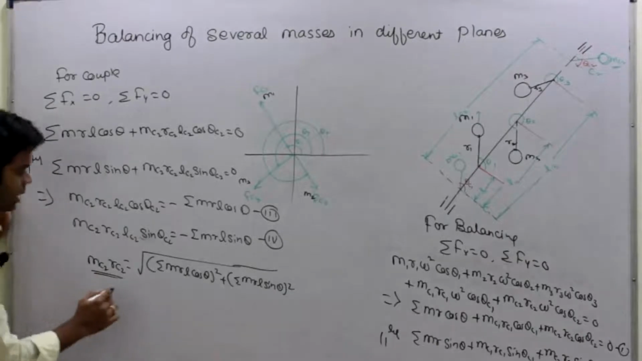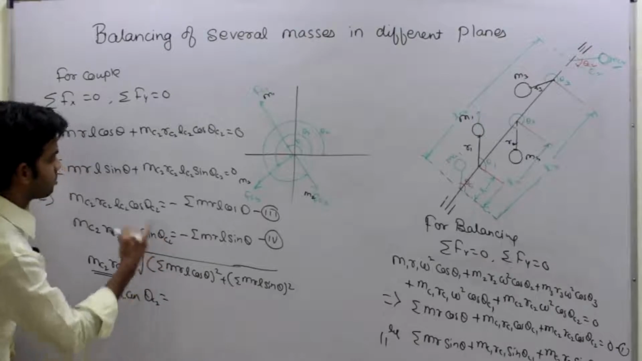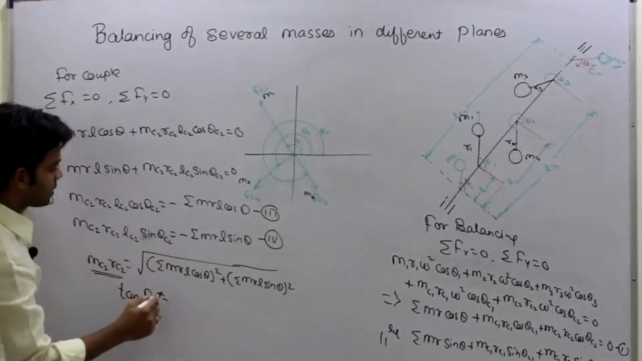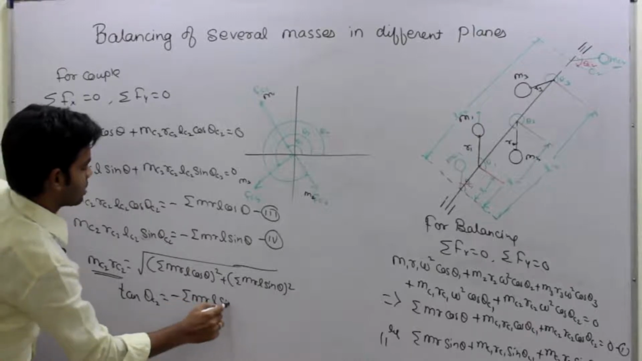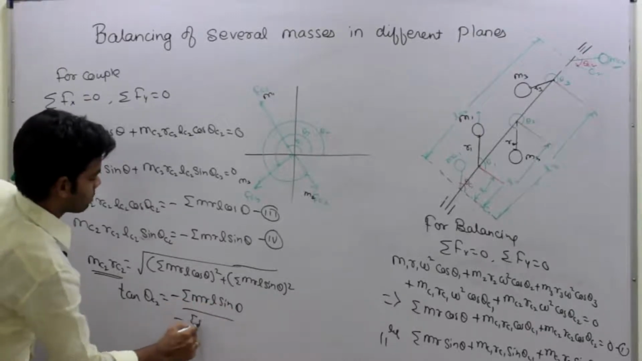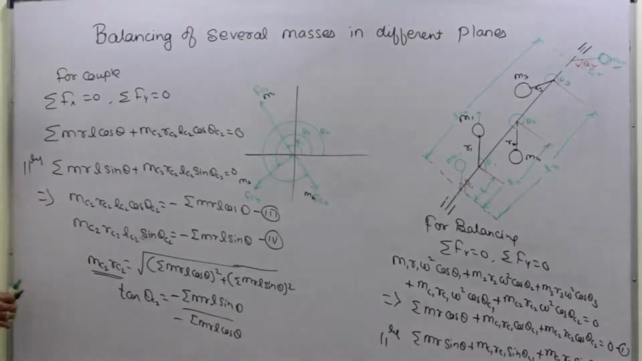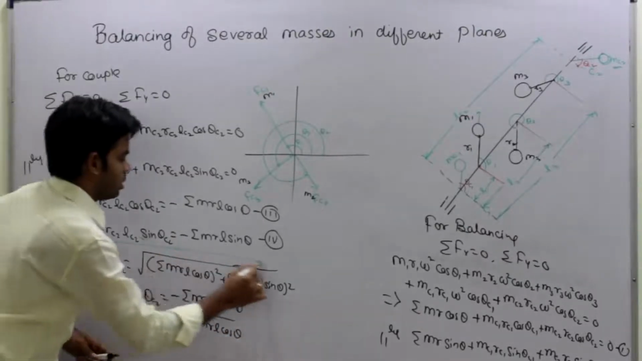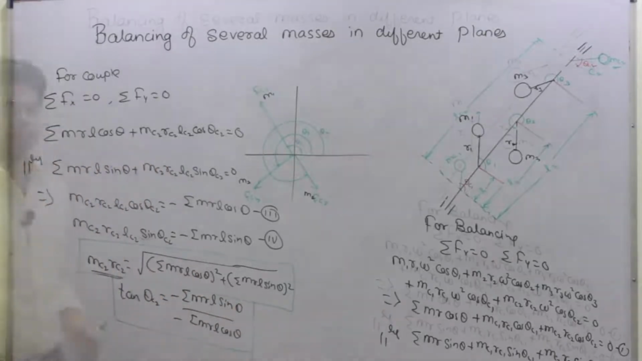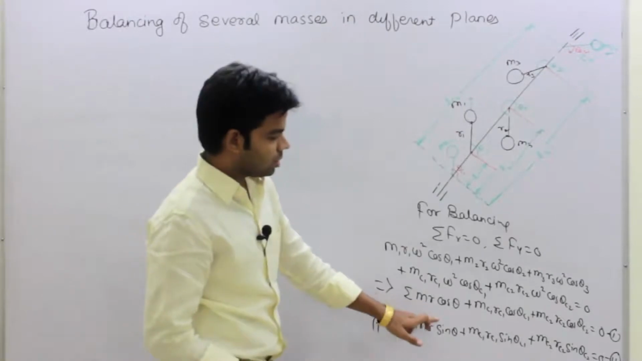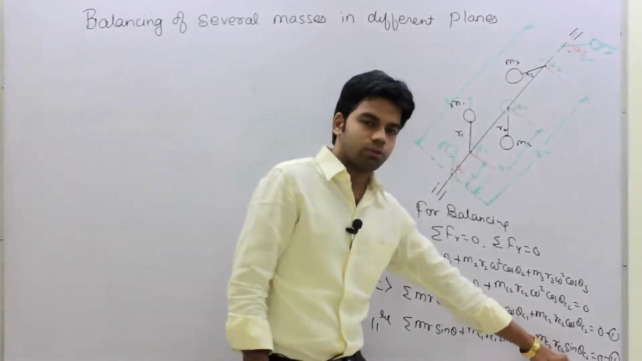Okay, and what will be the angle? So tan of theta c2 will be equal to summation of Fy upon summation of Fx. So this will be equal to minus of summation of m r l sin theta upon minus of summation of m r l cos theta. Getting this or not? Okay, so this is the expression of mc2 rc2 and theta c2. Clear or not? Now using this equation, we have the value of mc2 rc2 and theta c2.